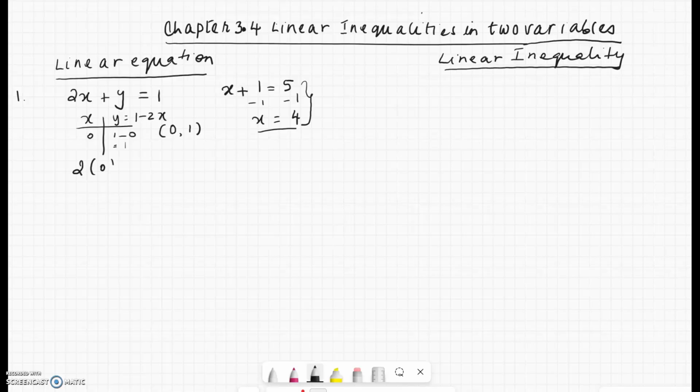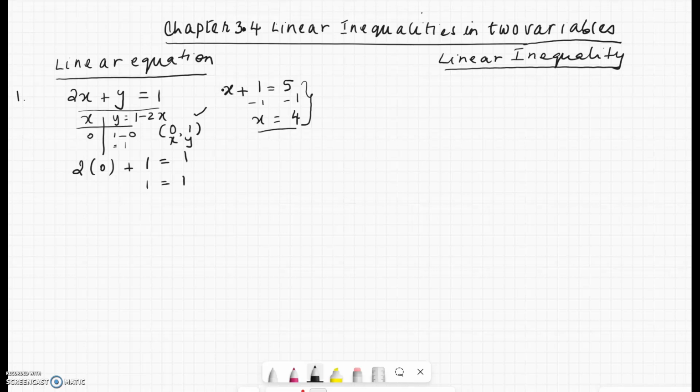Let's plug in the numbers. 2 times 0 is 0 and 1 equals 1. This tells me that this is a solution, which means the point x, y, that is the point 0, 1, sits on the linear equation 2x plus y equals 1. So there's not just one solution, there are infinitely many solutions. If you graph the line, every point on the line is a solution to this equation.